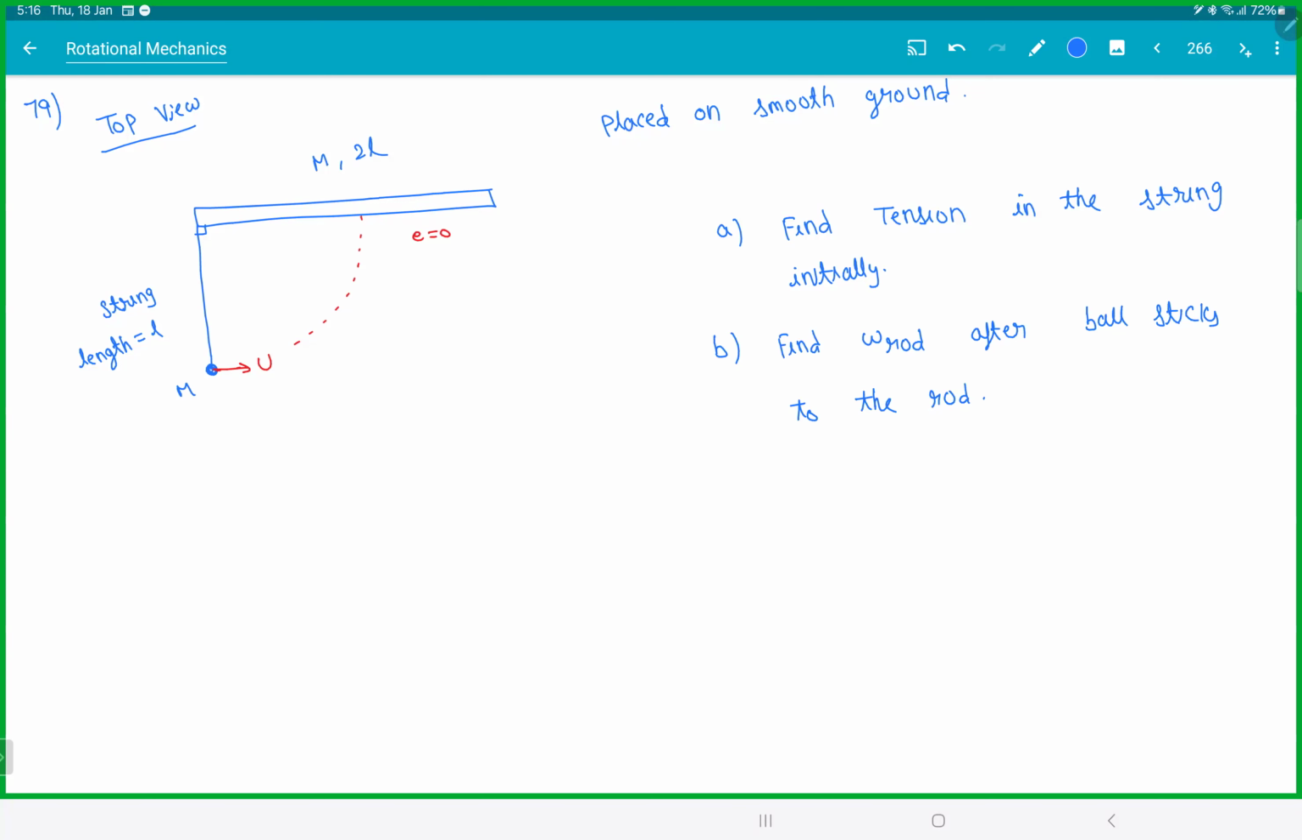Are you getting the scenario? We have a rod, mass m, length 2L. On the end, there is a string perpendicular to it, length L, and there is a mass m, same mass. So it is given speed u. So the moment it tries to move, the string also will pull. Something happens. So find the tension in the string initially, and find omega when the ball sticks to the rod. Let's get this.